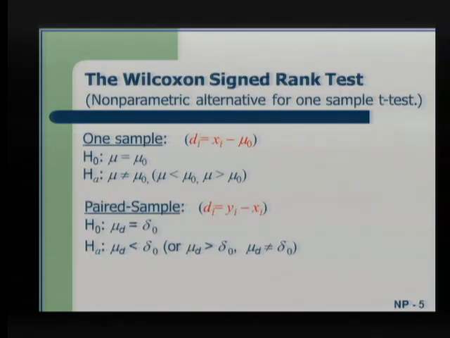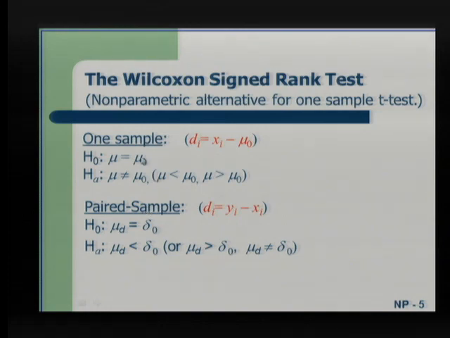for the Wilcoxon sign rank test, this is the one that I recommend. Between the sign test and the sign rank test, I recommend you use the sign rank test. The sign test, sometimes people also call it the binomial test, using a binomial distribution. So this Wilcoxon sign rank test is actually a nonparametric alternative for the one sample t-test, and it can be used for one sample or for paired samples.